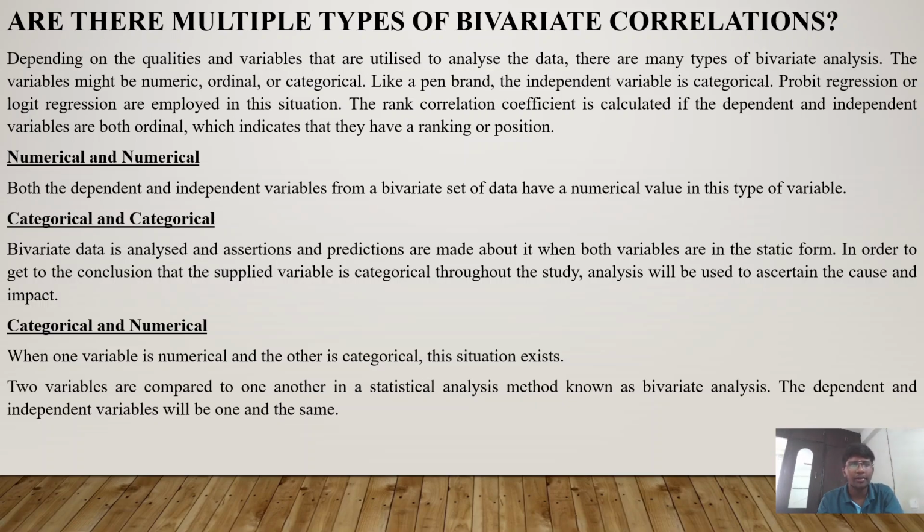If both the dependent and independent variables of the bivariate set are numerical values, this numerical to numerical type exists. And if both the bivariate data and the predicted variables are in categorical form, and the conclusion variable is statistically studied, the analysis will also point to certain cause and impact. This is called categorical to categorical. When one variable is numerical and another is categorical, this is known as categorical and numerical. Two variables are compared to one another in a statistical analysis method called bivariate analysis. The dependent and independent variables will be on the same side.